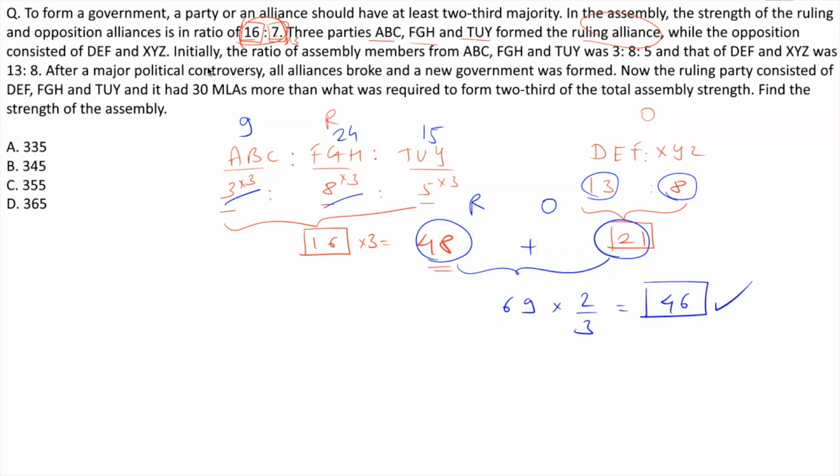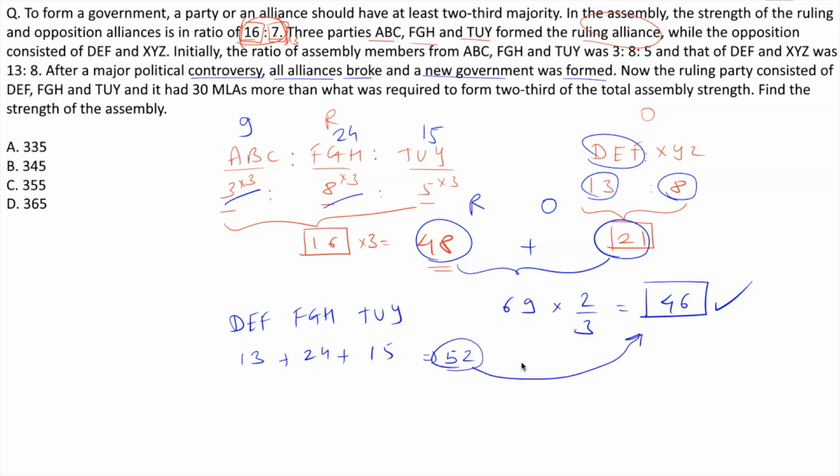Now, as per the question, guys, after a major controversy, all the alliances broke and a new government was formed. Now, the ruling party consisted of DEF, FGH, and TUY. Okay, this is the ruling party. The total number of members is 13 plus 24 plus 15. This comes out to be 52. Okay, this is more than the number required to form the majority by 52 minus 46, that is 6 units.